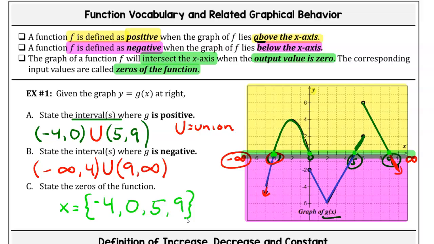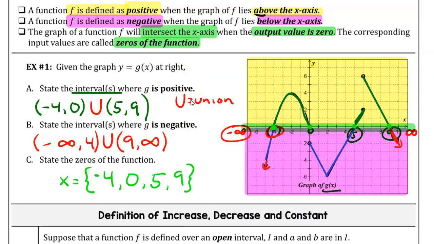All right. So three important things. Where is it positive? Where is it negative? Above the x-axis, below. And what are the zeros? Where does it actually equal 0? So you can imagine we covered positive numbers, negative numbers, and then where it's actually 0, right in between them.